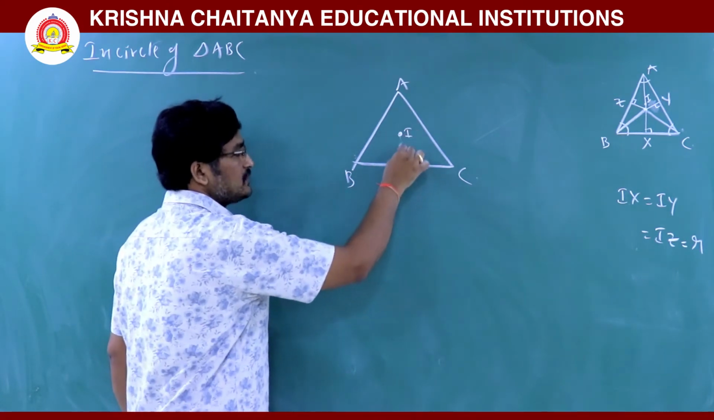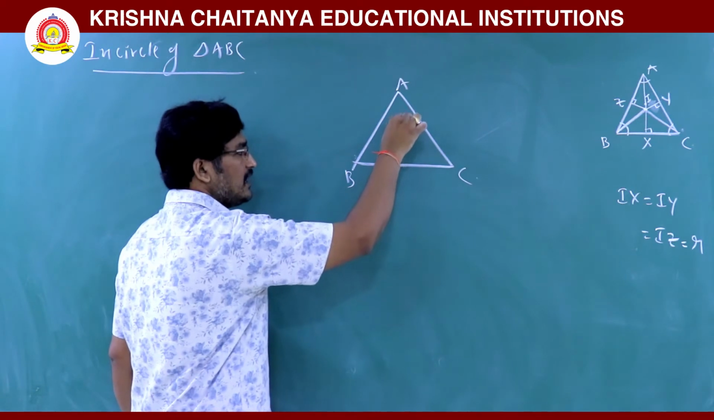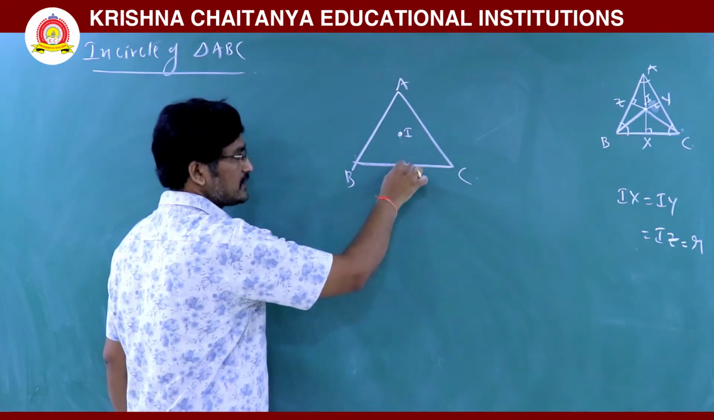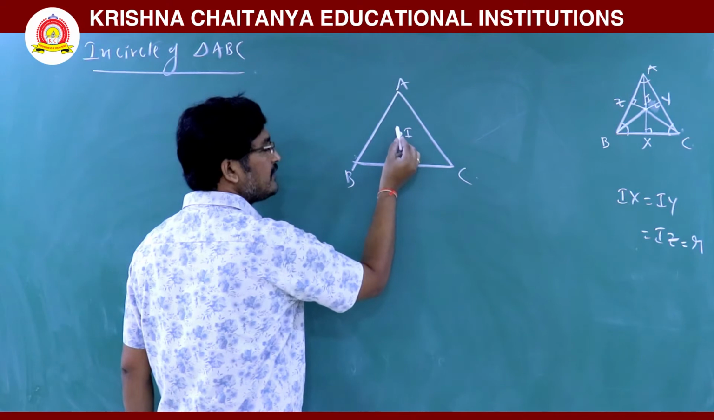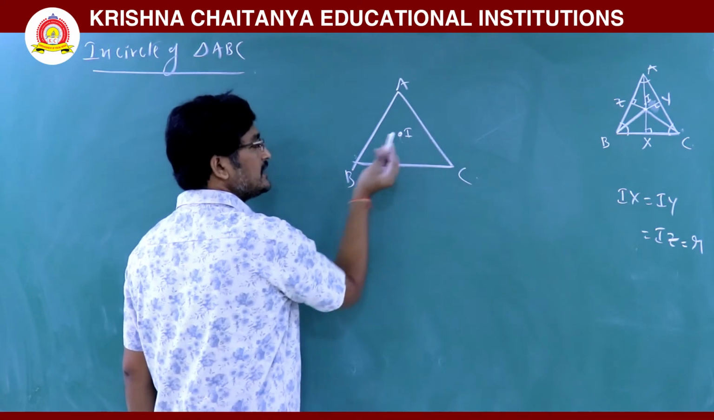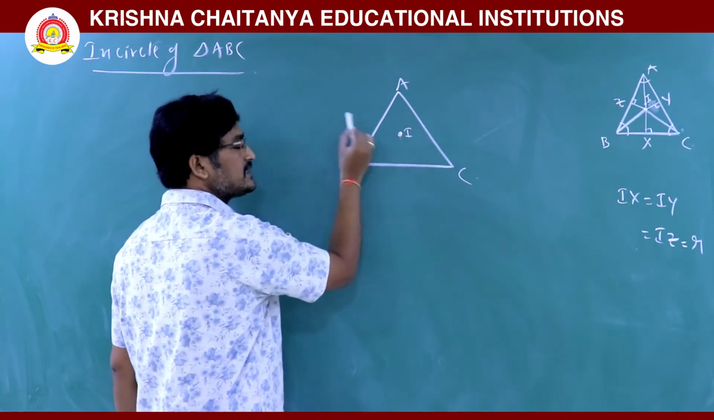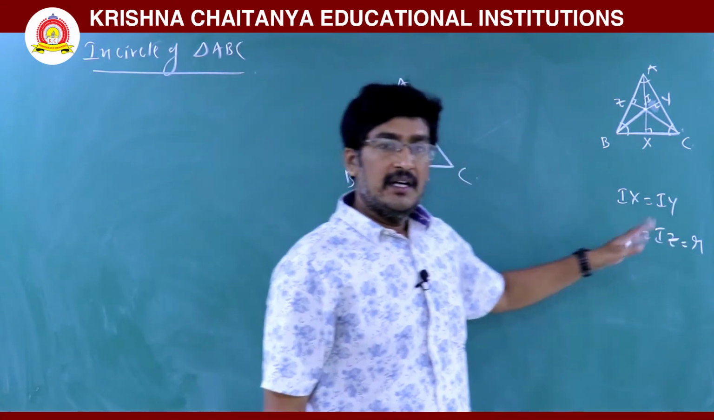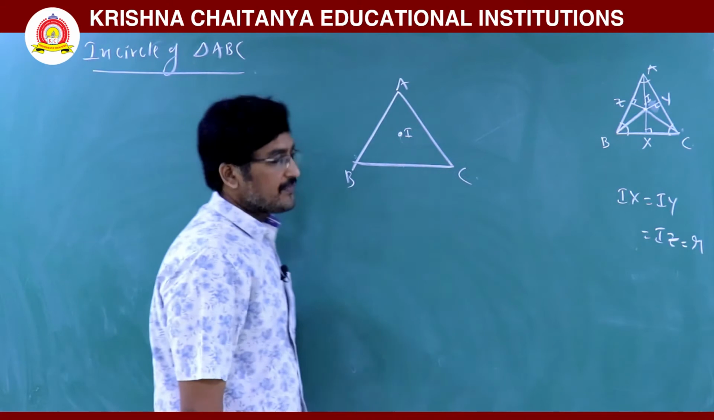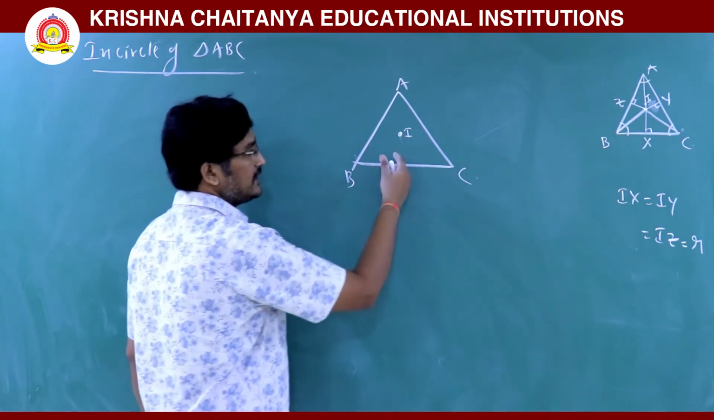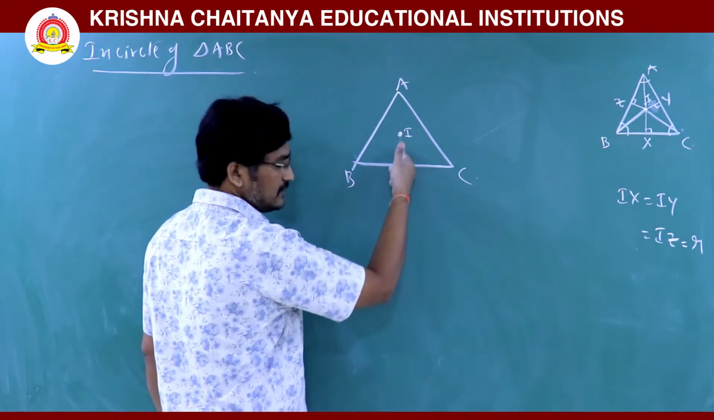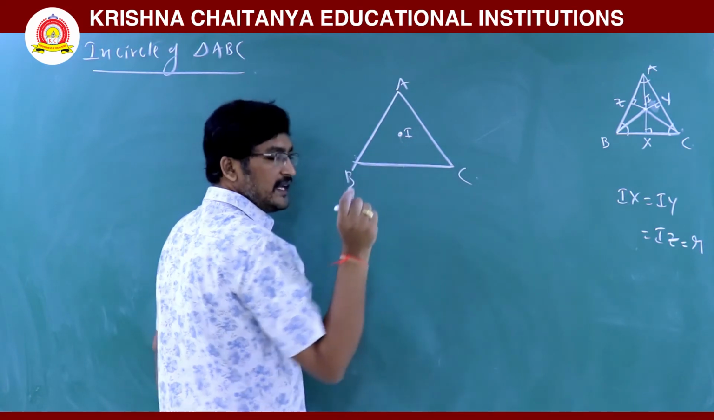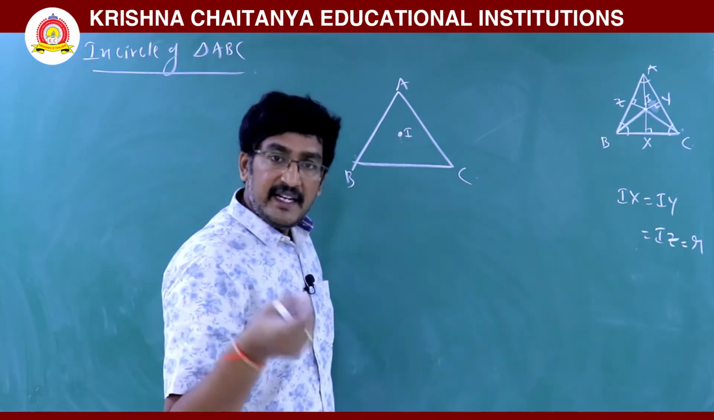This length is equal to the perpendicular distance of I to this side, which is equal to the perpendicular distance of I to this side. They should all be equal. Suppose that equidistance is R. You have to take I as a center and R as a radius. This is the R. Okay, you have to take I as a center with radius R.